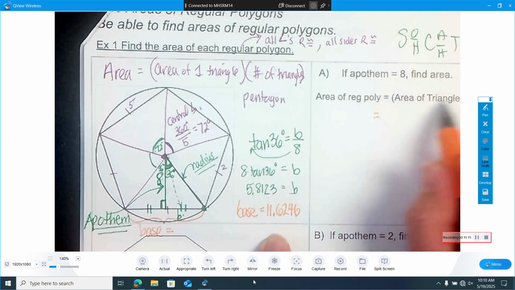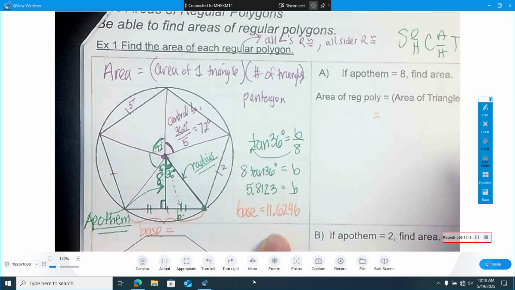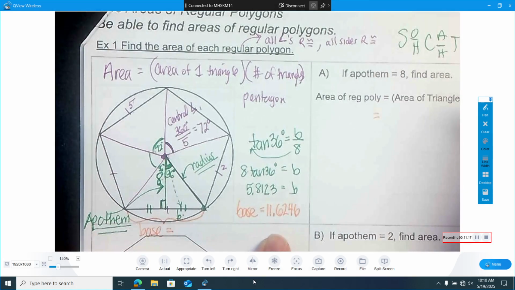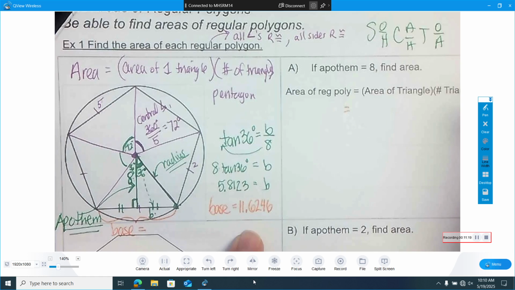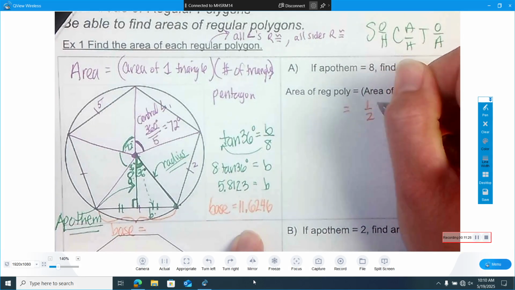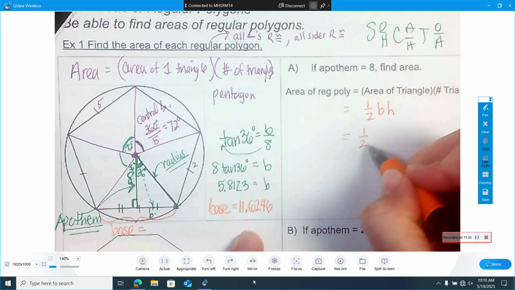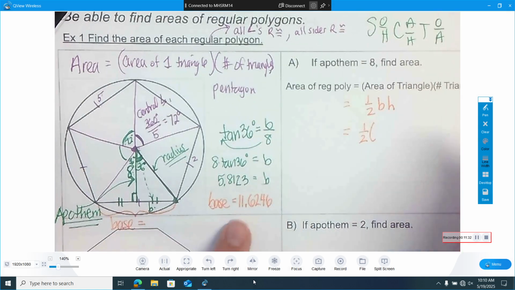All right. So now that we have the base, to find the area of our polygon, I want the area of the triangle. How do we find the area of a triangle? Oh, wait, it's a triangle. 1/2 base times height. Very good. All right. So we have 1/2. What's our base?